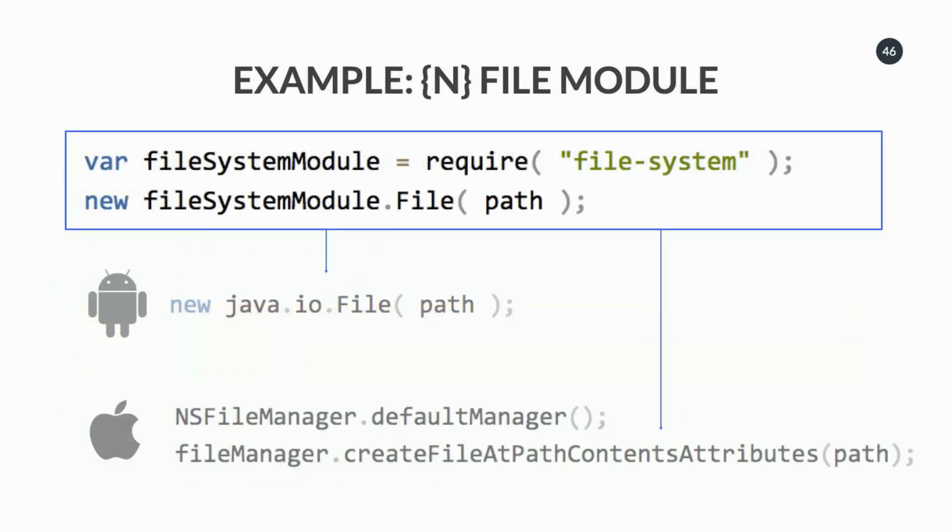An easy way for me, again, to look at it is to look at code. So a good example is the file module in NativeScript. We write a couple lines of JavaScript, quite simple, that map directly to this native code, and this is all handled by the JavaScript runtime for us.